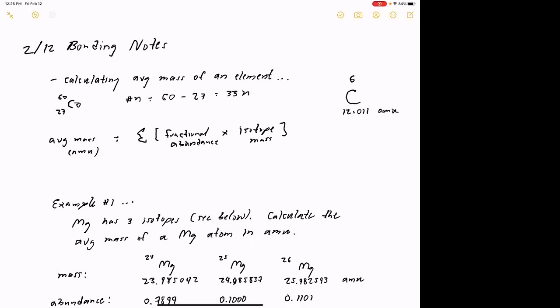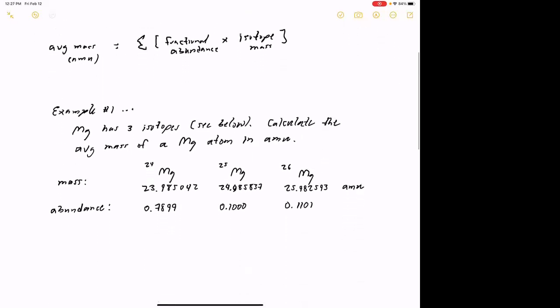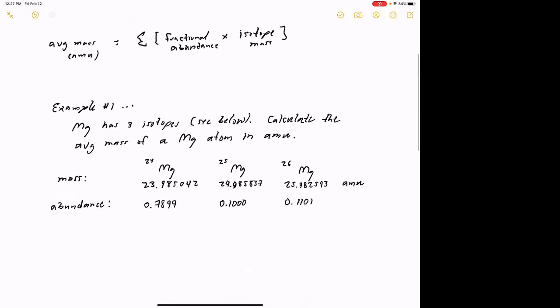It's a little different from a regular average that we might do. You're going to see how this works in just a moment. Probably the easiest way to show it is to do it by way of an example. If you take a look at example number 1, we're going to talk about magnesium. Magnesium has 3 isotopes, which I give you down below: magnesium-24, magnesium-25, and magnesium-26. I want to calculate the average mass of a magnesium atom in AMUs as I would find it in the periodic table, just like we talked about for carbon.